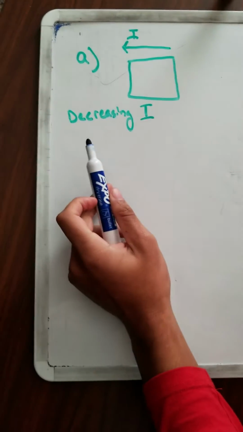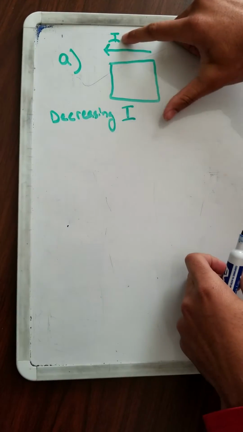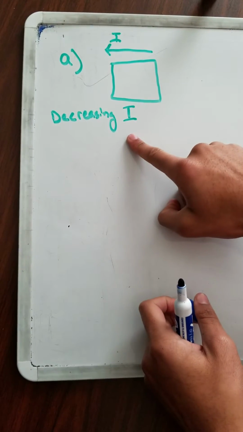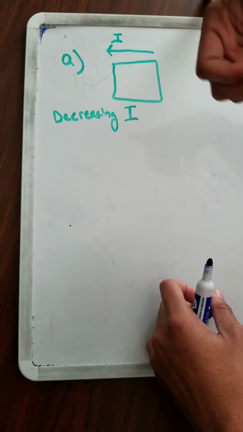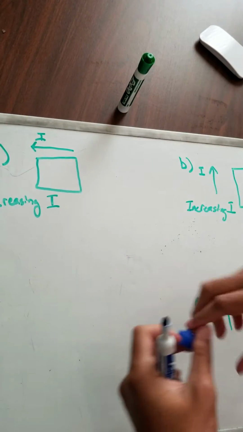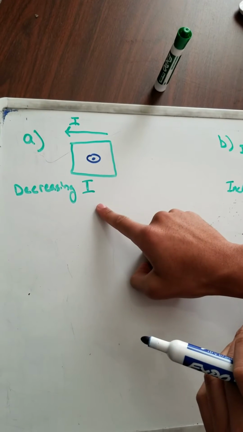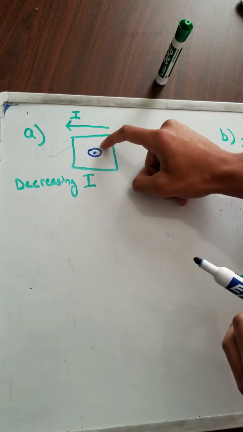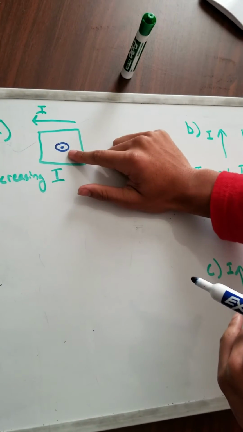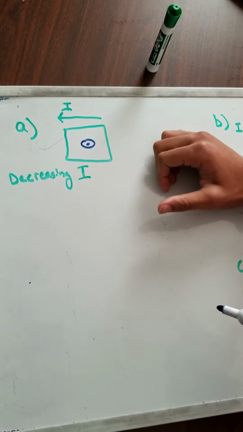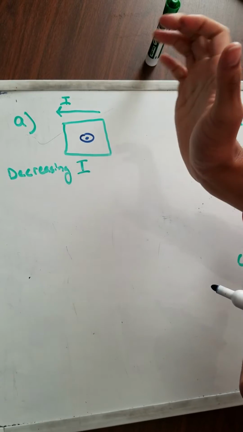Okay, so for number 3 in our video project, part A, we have an initial current going to the left and the current is decreasing over time. So initially, this current will create a magnetic field that is out of the page inside this box. Because the current is decreasing over time, this box will induce a magnetic field that is also out of the page to counteract this decreasing out of the page initial magnetic field. So an induced magnetic field out of the page would give us an induced current that is counterclockwise.